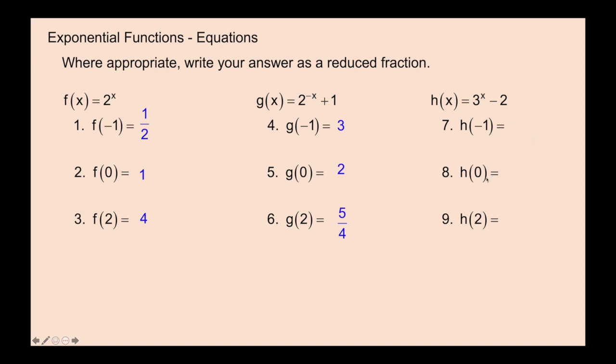For number 8, when I'm plugging in 0, 3 to the 0 power is 1. 1 minus 2 is going to give us -1. And then finally with 2, if I've got 3 squared, that's 9. 9 minus 2 is going to give us 7. So those are going to be the answers to 7, 8, and 9.